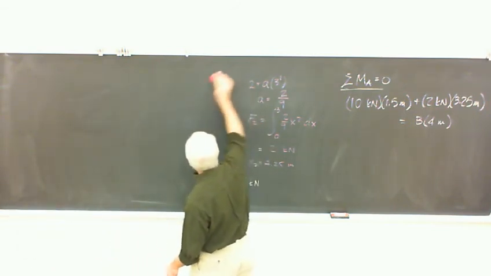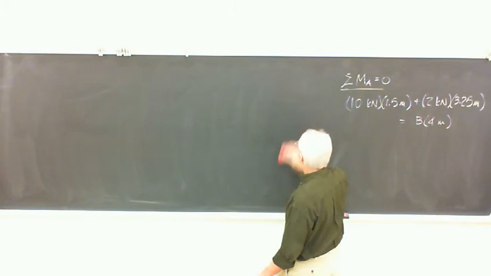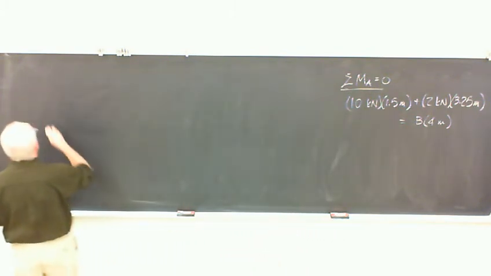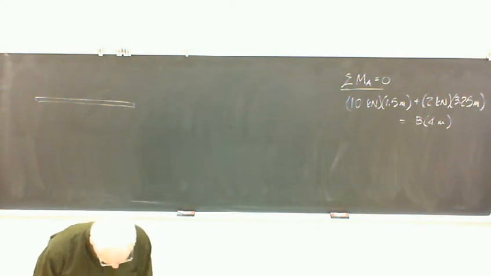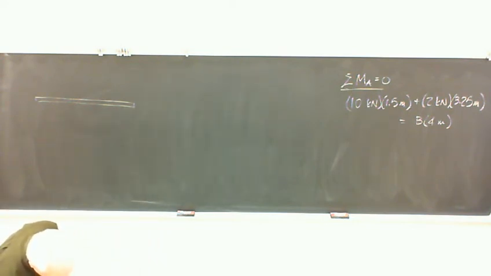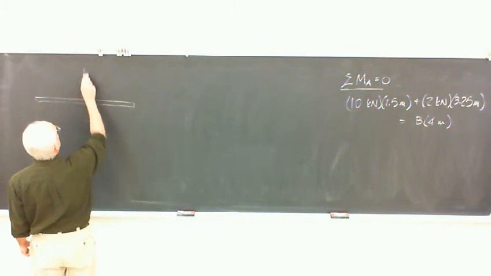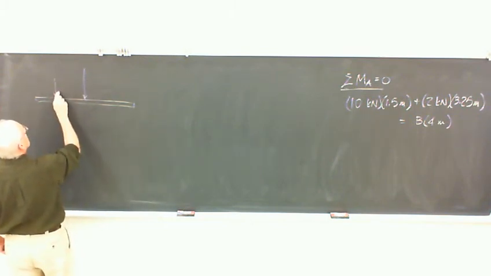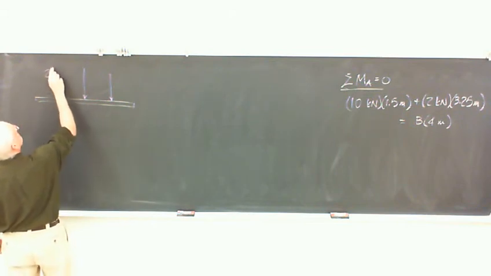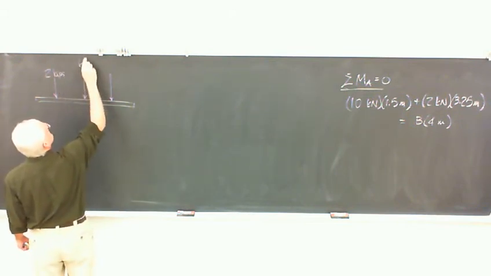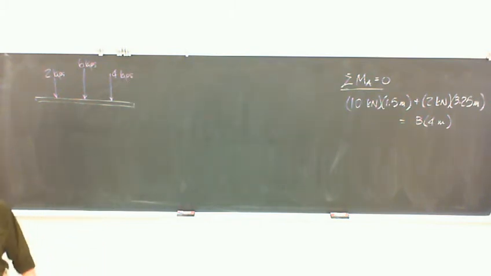All right, so let's step back to a little bit simpler problem just to introduce our next part. A little bit simpler just in that we'll do it without a distributed load to start, just so we can get this stuff down, then we'll throw in distributed load. So we have a beam here, and we have three loads on it, one right in the middle, one in the middle of that, and then one in the middle of that. So, two kips, six kips, four kips.